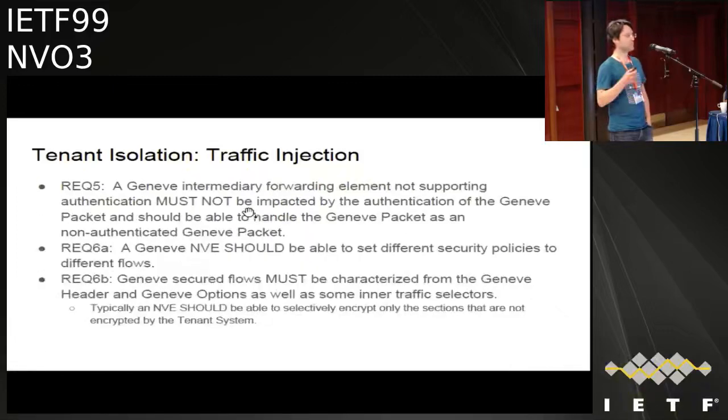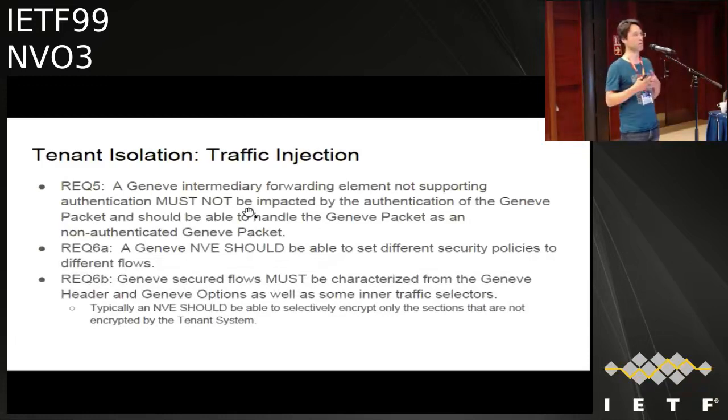So, some next requirements. We would like that even though some GNV packets are authenticated, forwarding nodes that do not support that authentication option or validation can still work and forward the different GNV packets through the data center. Requirement 6, we have split into 2 different requirements. You should be able to apply different types of security to the different flows you have. And then the big question is how you characterize the flow.